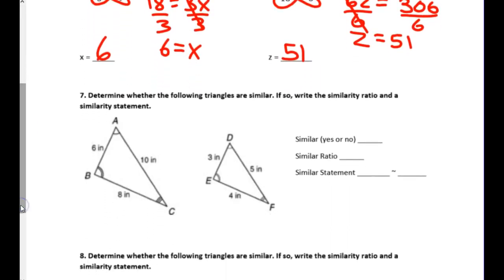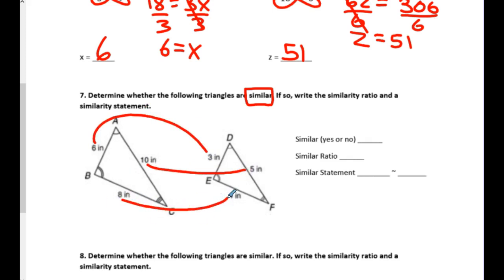Alright. So determine whether the following triangles are similar. So we are not doing congruent triangles, we're doing similar triangles. It's the stuff we did this week and Friday of last week. If so, write the similarity ratio and a similarity statement. So how do I tell if they're similar? You got to do this. You got to connect your corresponding sides. Make your 3 fractions and see if they're equal.